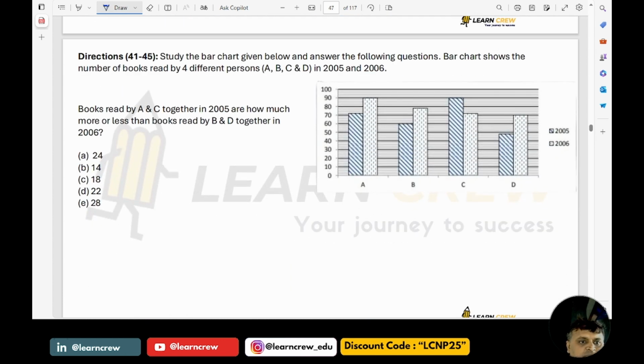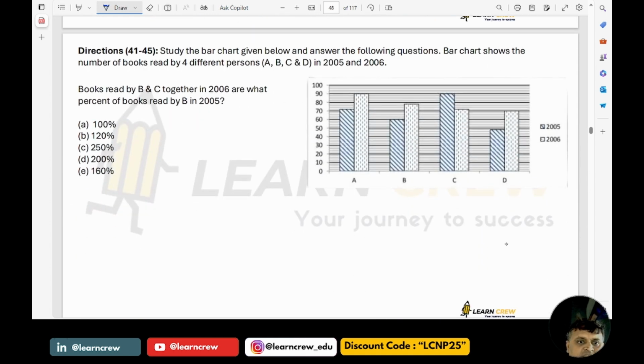Now next question. Books read by A and C together in 2005, 72 plus 90, is how much more or less than books read by B and D in 2006. B it is 78 and D it is 70. So 72 plus 90, 162. 162 minus 148, difference is 14. So answer is 14.